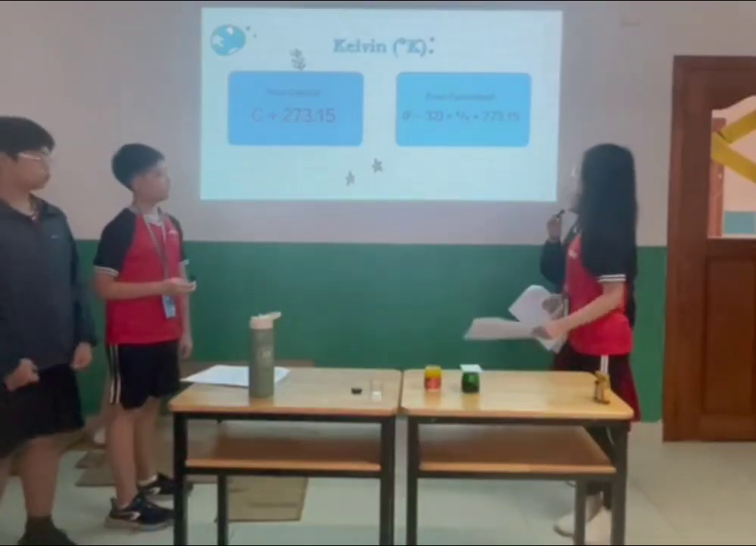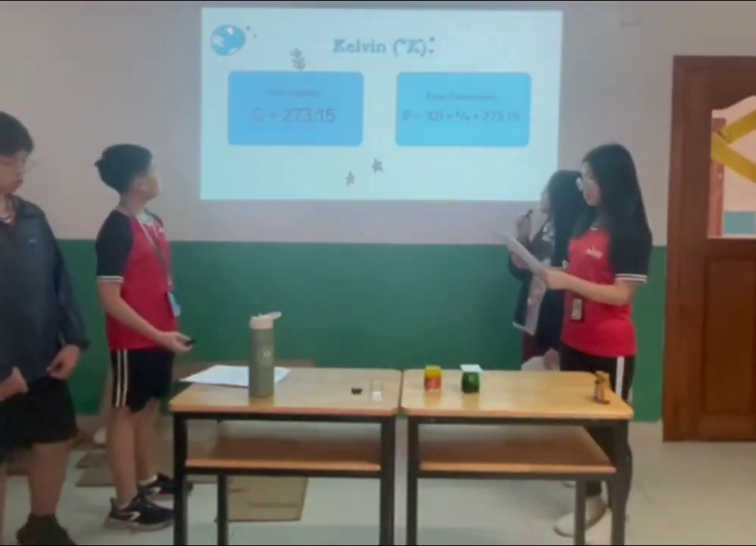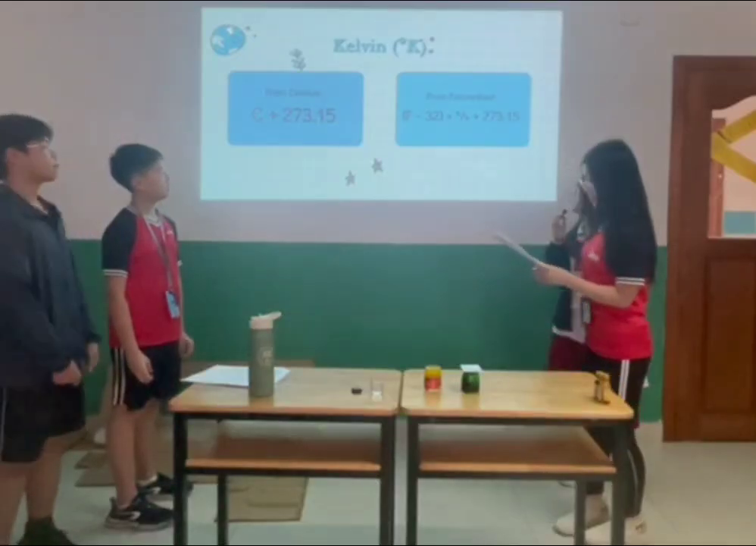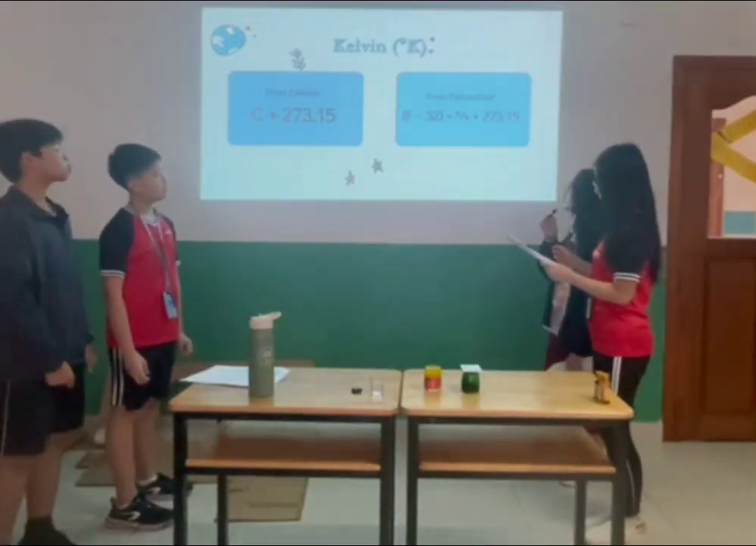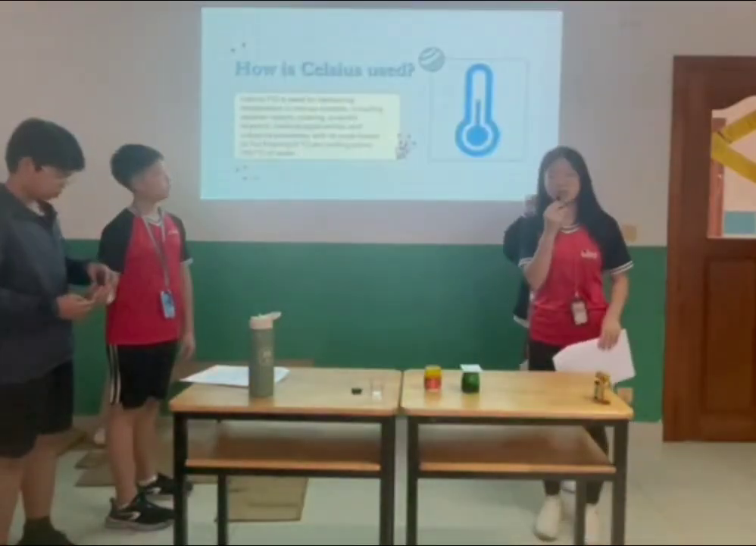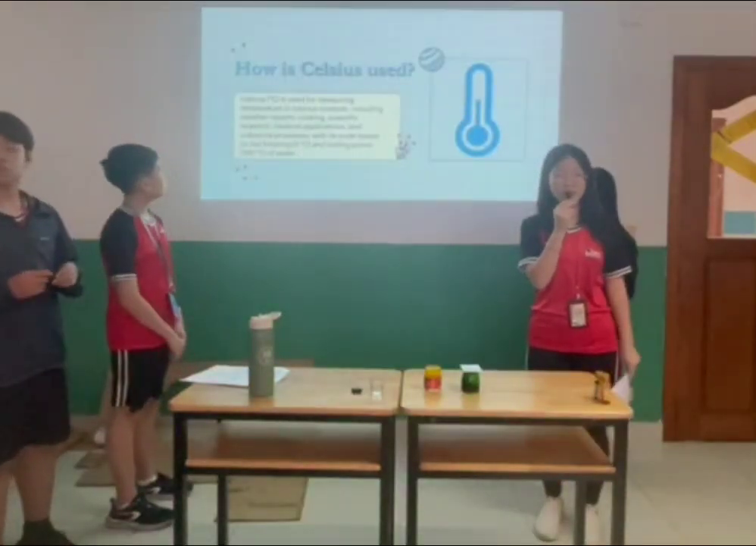The third one is Kelvin from Celsius. It's C plus 273.15, and from Fahrenheit it's F minus 32 times 5 over 9 plus 273.15. These units of measure can be used in many aspects of daily life.